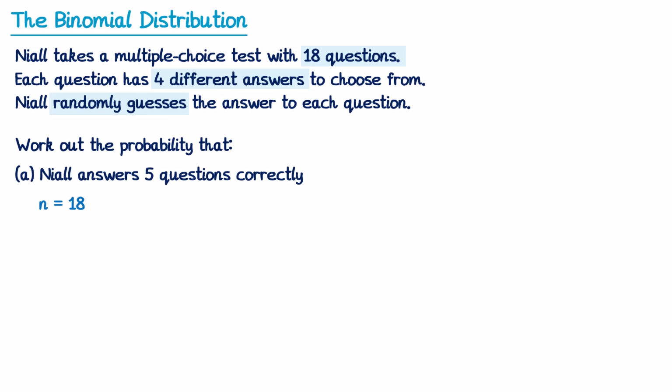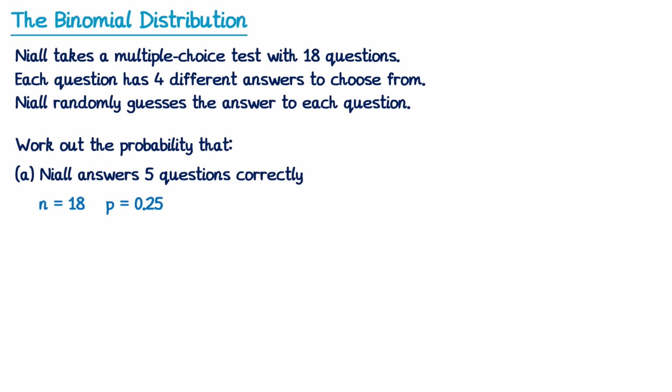So p, the probability that he gets a question right, will be 0.25. We also require that there are 2 outcomes, so he's either correct or he's not correct, and that the trials are independent of each other. Now, since he's randomly guessing them, the outcome of one question is not going to depend on any of the others, so they are truly independent. This means we can use the binomial distribution.